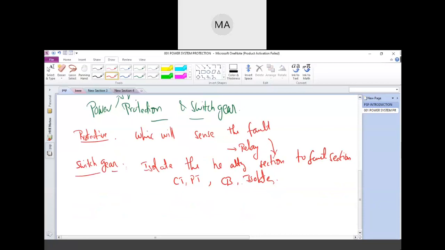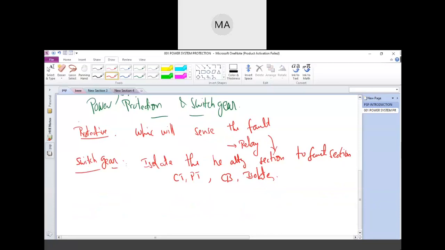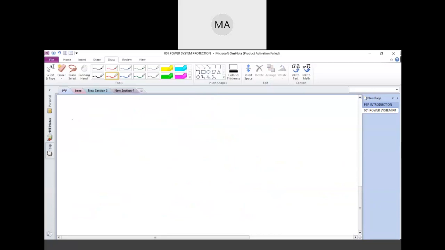So first, why we need the protective equipment and switchgear equipment. First we'll talk about why we need them. What is the need of the protective equipment in the power system? What is the need of the protective systems?